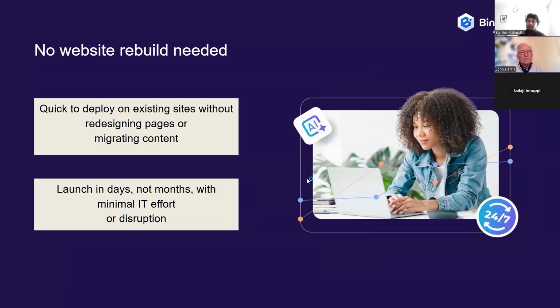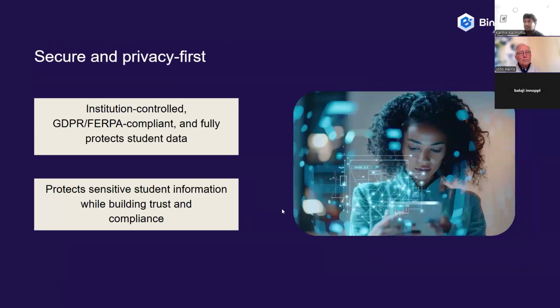So we discussed the architecture: no website rebuild is needed, it is quick to deploy on existing sites without redesigning pages. The other aspect is institutional control. The most important question is whether this AI assistant is fully secured and following governance practices. Yes, the AI assistant is institution controlled. It follows GDPR and FERPA compliance and fully protects the student data. Any sensitive student information will be encrypted, and it follows the basic compliance guidelines as well.